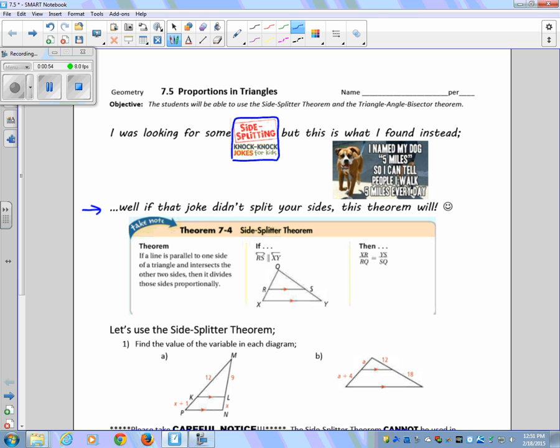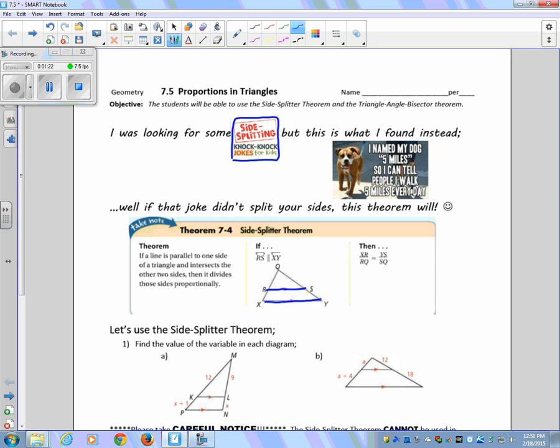The name of this theorem is the side-splitting theorem, and so I say, if that joke didn't split your sides, this theorem will. I know I'm very corny, but anyway, the side-splitter theorem says if a line is parallel to one side of a triangle and intersects the other two sides, then it divides those sides proportionally.